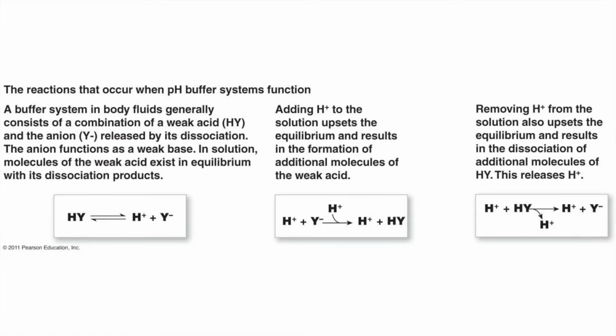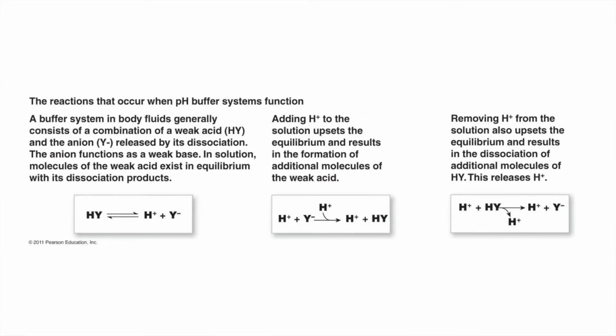This shows us how a buffer system works. Buffer systems generally consist of a weak acid and a weak base, and they can either accept or donate a hydrogen ion. Here's our weak acid and weak base, and if there's extra hydrogen ions, they will combine with that. This Y will combine with the hydrogen ion. They can also release hydrogen ions if needed.